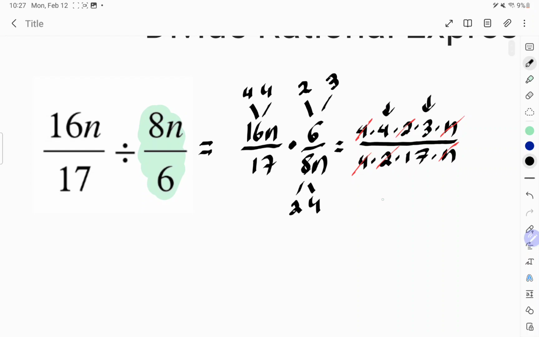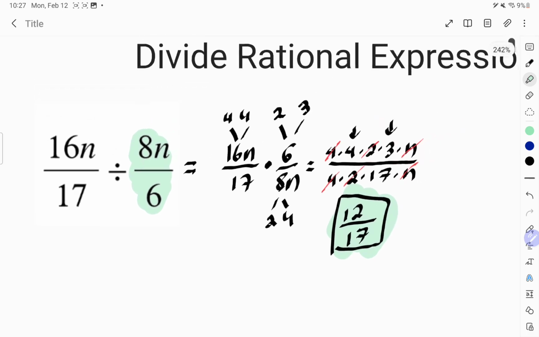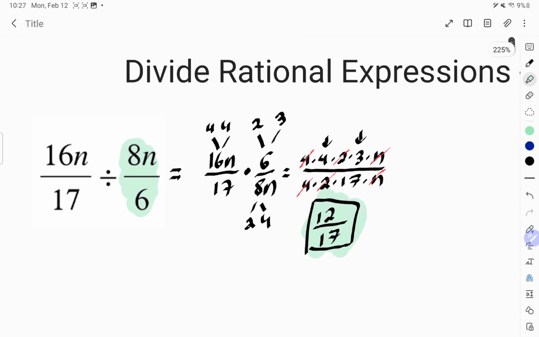4 times 3 is 12. And on the bottom is 17. And that is it. That's my answer. And then I don't have to do anything else. I cannot simplify that any longer. And that's it. That's the answer for that one. So that's the first one. Now let's go ahead and focus on the second one.